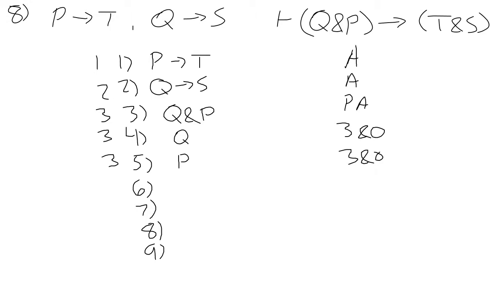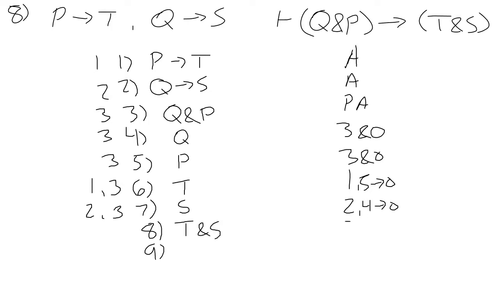Like that. Then we'll just do both of these conditional statements one in a row, or one after the other. So we'll get T from 1 and 5, arrow out. 1 and 5 is 1 and 3. We'll get S out from 2 and 4. And then we'll just put T and S together. That's 6 and 7. Ampersand in. 6 and 7. It's 1, 2, and 3. That was the consequent we are looking to get to.